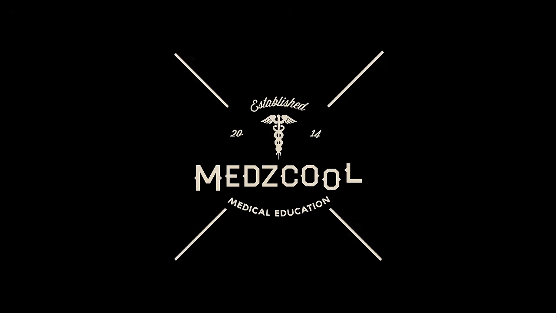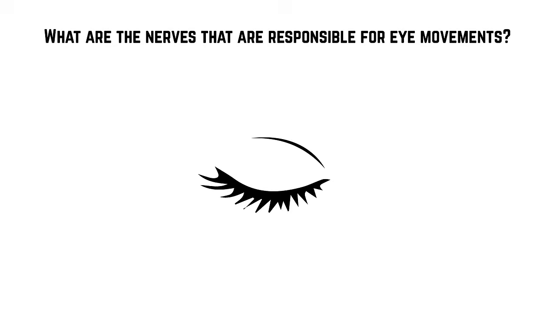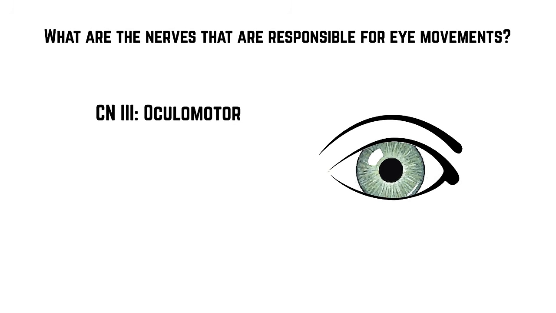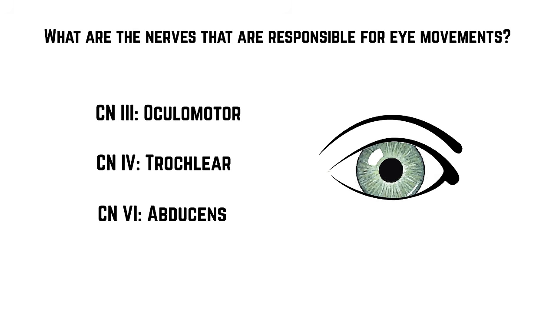Let's talk about eye movements, eye muscles, and the nerves that innervate them. First, what are the nerves that are responsible for eye movements? These nerves are cranial nerve 3, the oculomotor nerve, cranial nerve 4, trochlear, and cranial nerve 6, abducens.